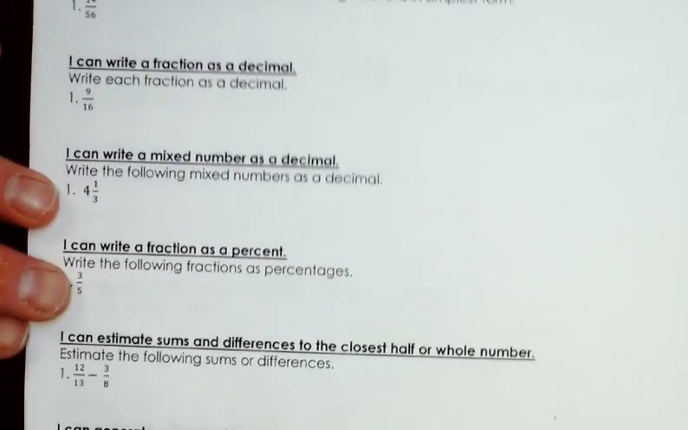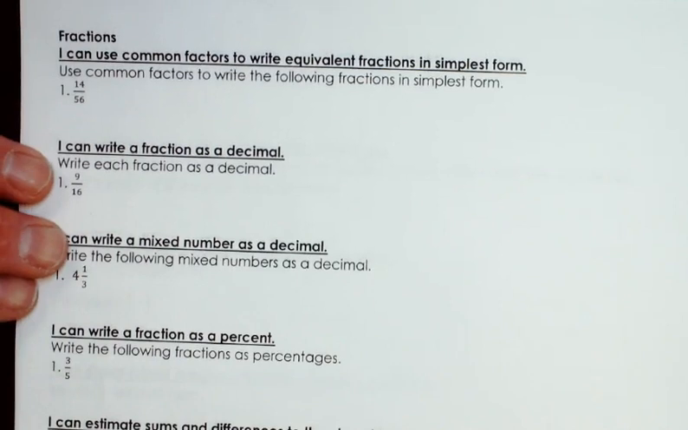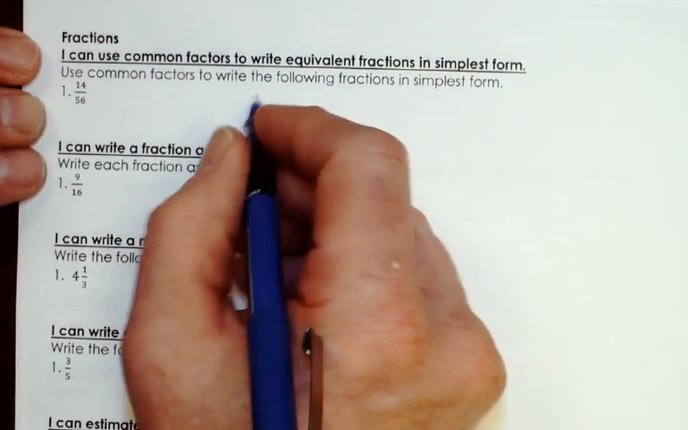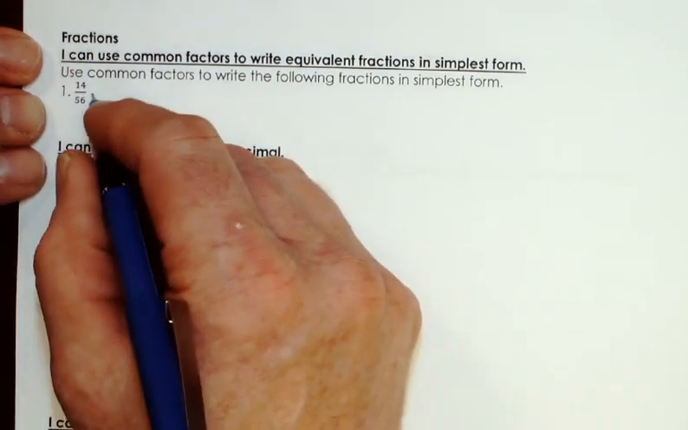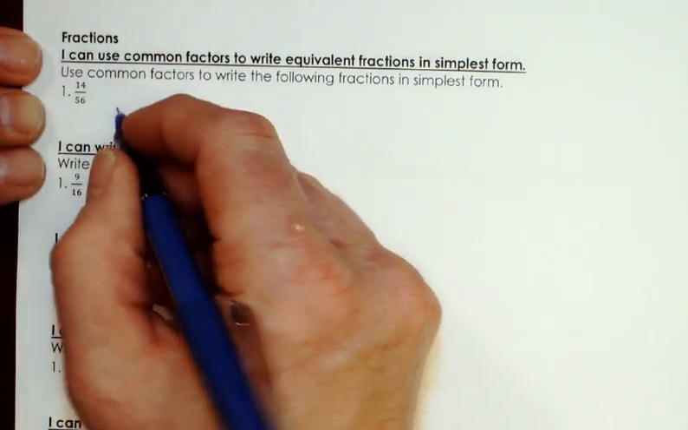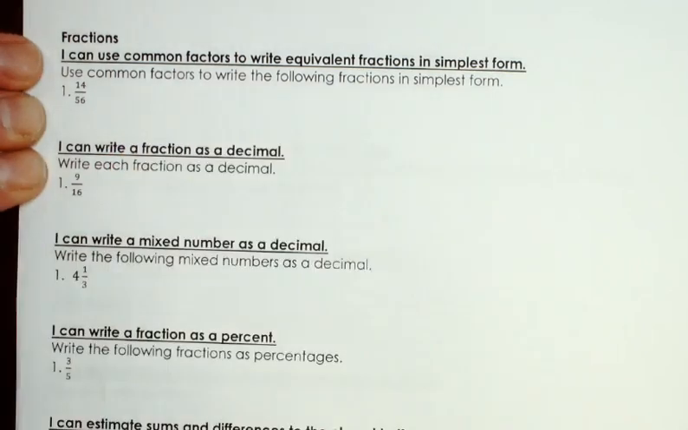Fractions. Way down here, I can use common factors for equivalent fractions in simplest form. So here we basically have to figure out what we can do to these things to get it into simplest form. So this says 14/56.